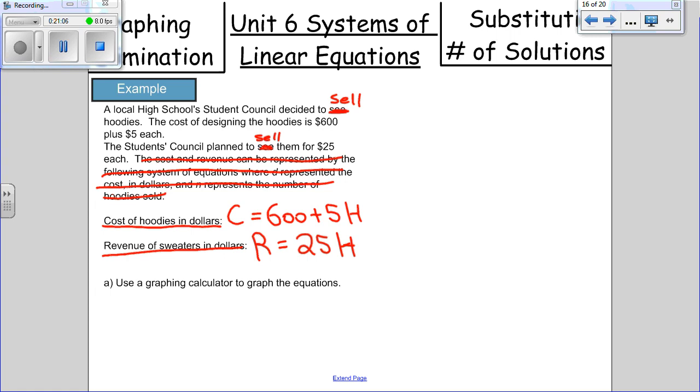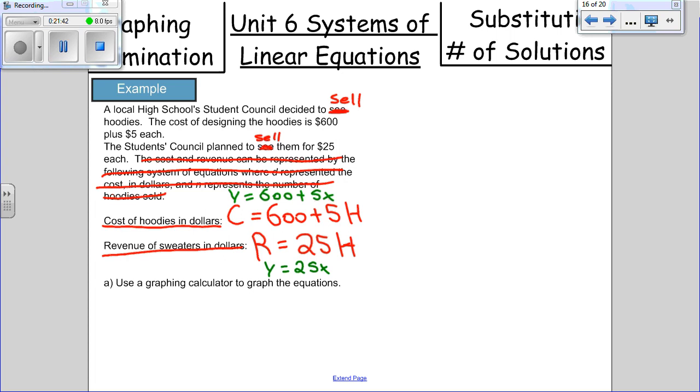My reasoning being is that both of these letters are already isolated by themselves, and I'm just going to pretend that those are Y, and that H is X. See how they're both set up nicely? They're already isolated for Y. That means they could both be graphed really easily. That's why I would use graphing. When both equations are isolated for Y, graphing is probably your best option.